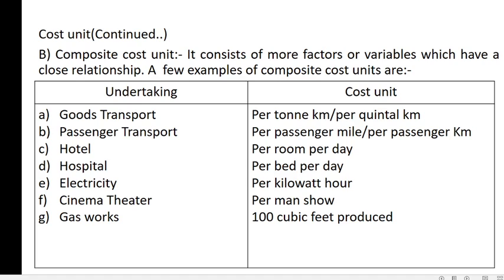So a composite cost unit is a cost unit where more than one measuring units are grouped or combined together for use as a cost unit. It consists of more factors or variables which have a close relationship. So this is composite cost unit.